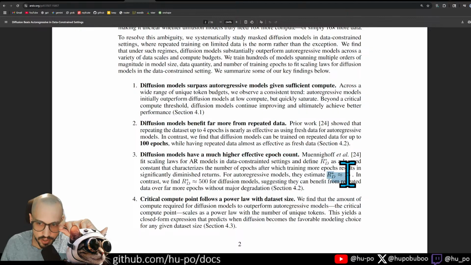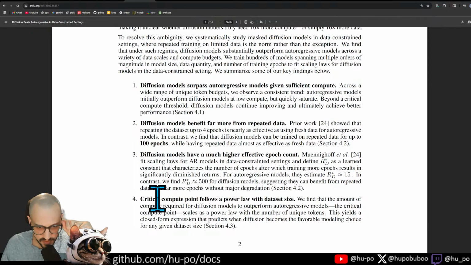So the RD for autoregressive models, which is this kind of metric that they come up with, is basically how much intelligence can you squeeze out of each individual data point, right? For an autoregressive model, it's about 15. For diffusion models, it's about 500.